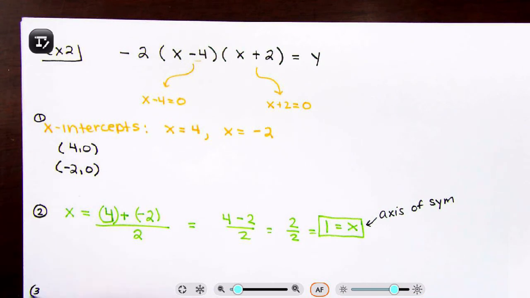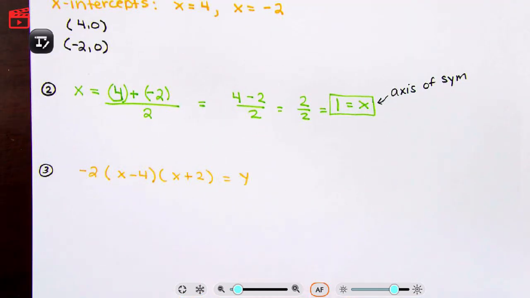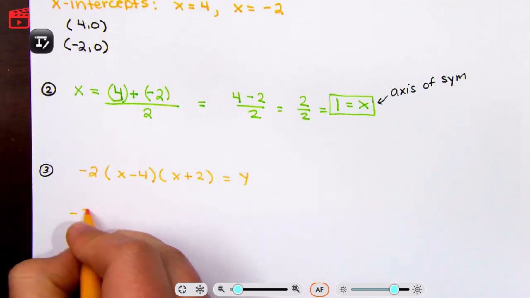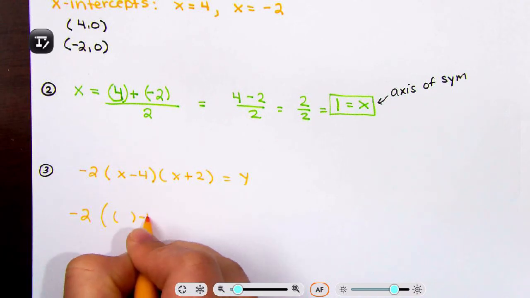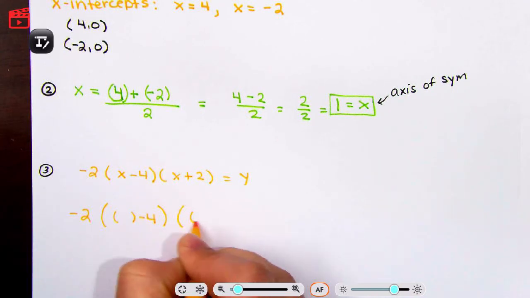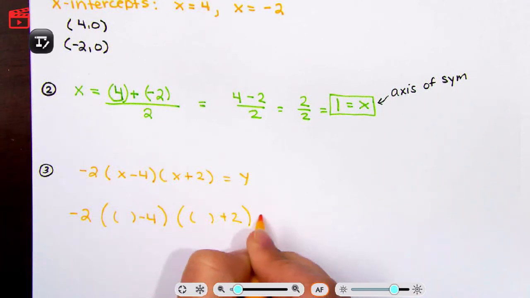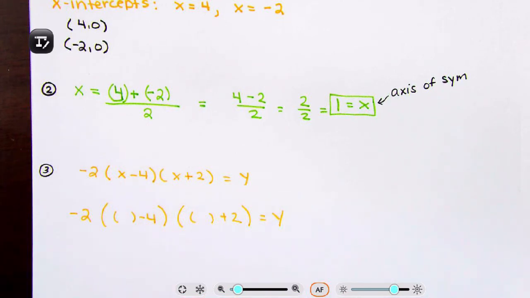Step number 3 is to find your vertex point, which is taking your axis of symmetry and plugging it into your original equation. Now here's our original equation. Make sure that when you're plugging it in, you have bubbles around your x values in case you have a negative for your x. So I have negative 2 times (x minus 4) times (x plus 2). I have created bubbles so that way I can put my 1 in here. And then we're going to simplify.